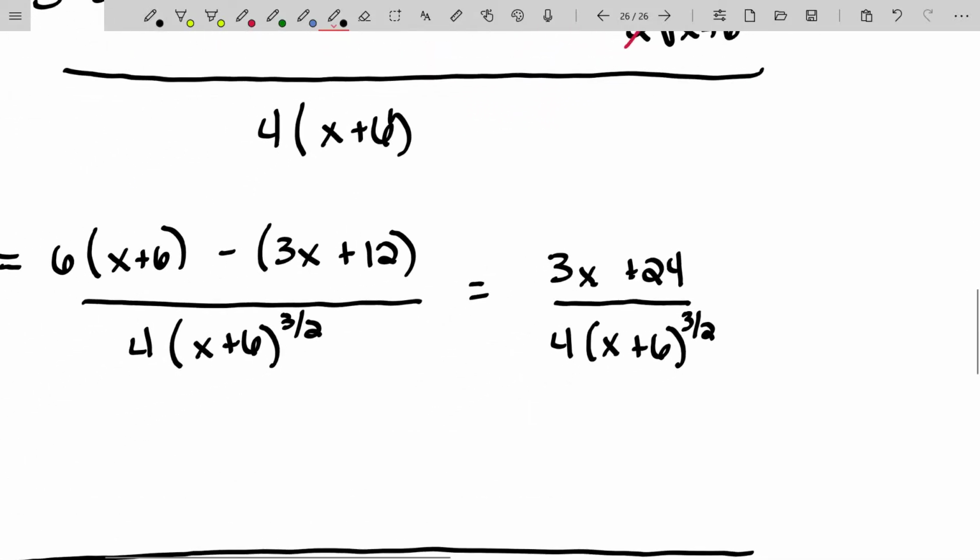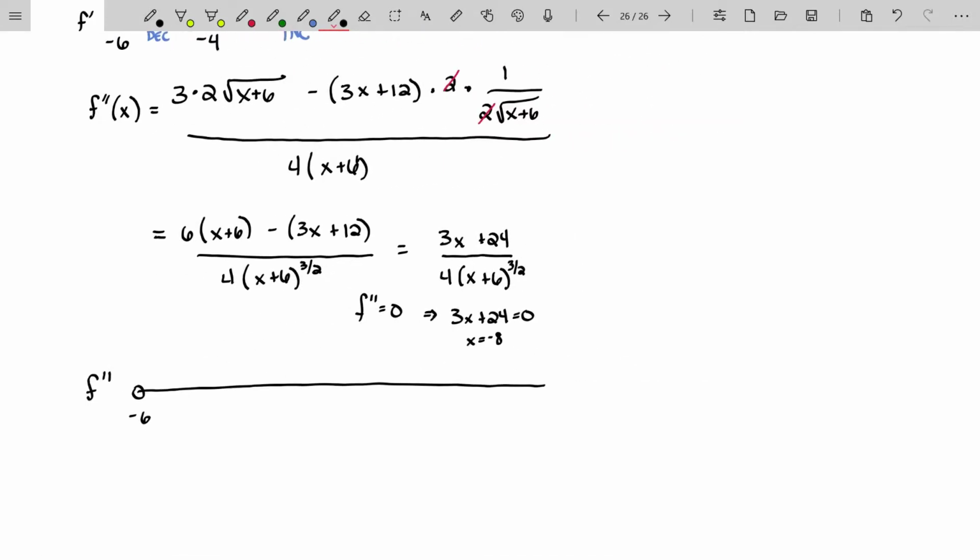If you were to set f double prime equal to 0, well, f double prime equaling 0 implies 3x plus 24 has to equal 0, which implies that x would equal -8. But -8 is outside of the domain of this function. So we don't have to worry about that numerator ever becoming 0. So there are no critical numbers on the domain of this function. Well, okay, other than -6 for the first derivative, which is where the second derivative becomes 0 or does not exist.